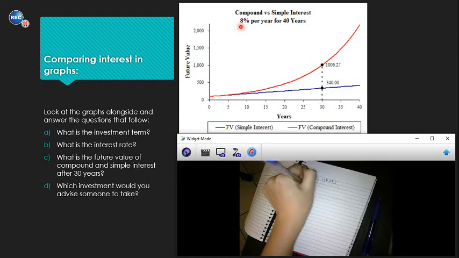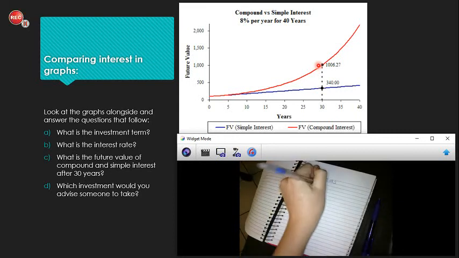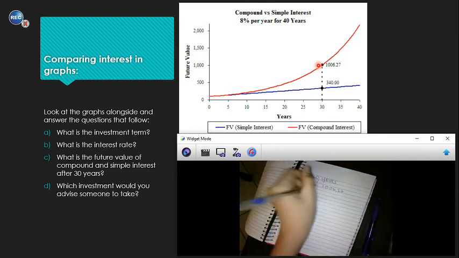If we just have a look, they actually were nice enough to indicate to us what's going to happen after 30 years. So compound interest is going to be 1,006,27, and simple interest was going to be 340.